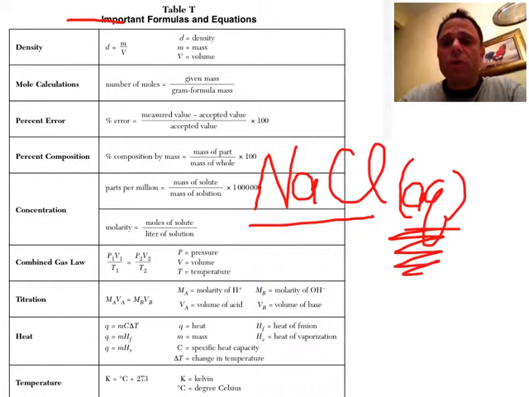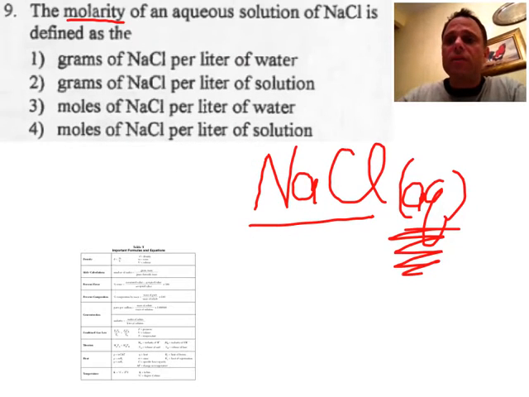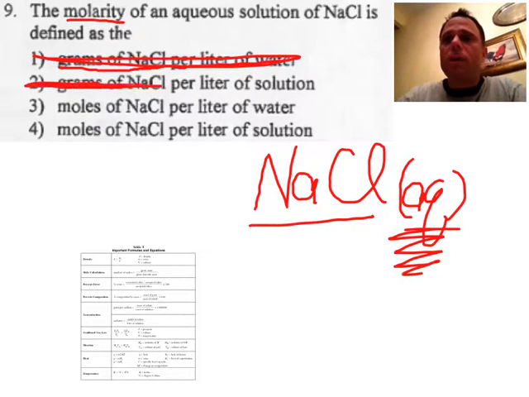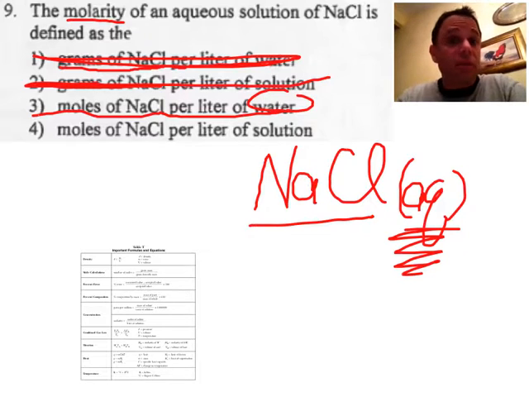So which one is related to the definition? Grams of sodium chloride per liter? Nope. Grams? No, we're talking about moles. So moles of sodium chloride per liter of water? Now, water is just the solvent.